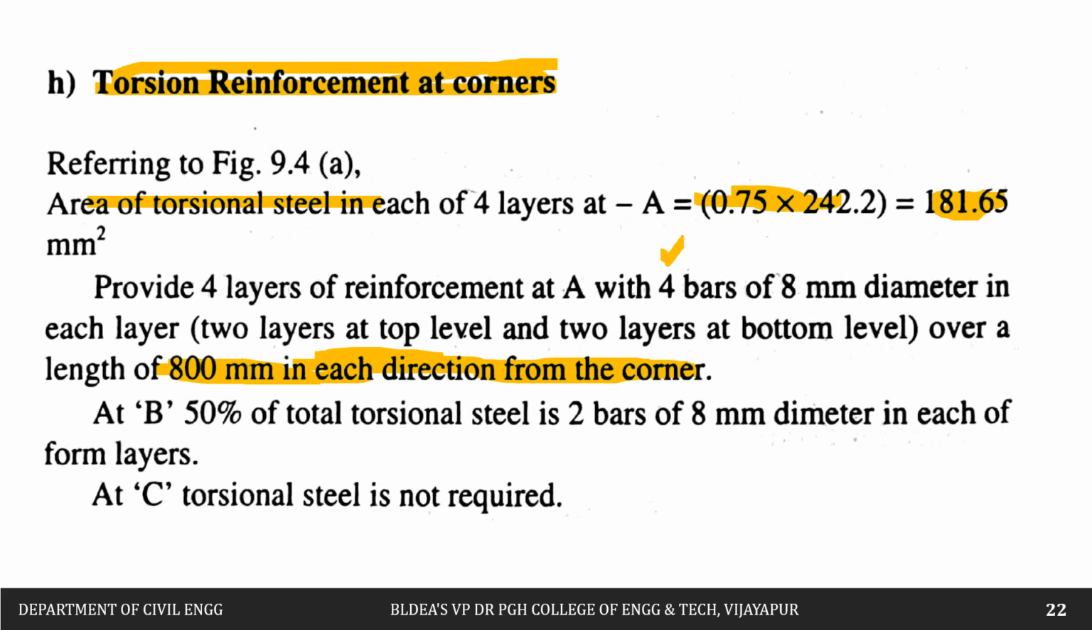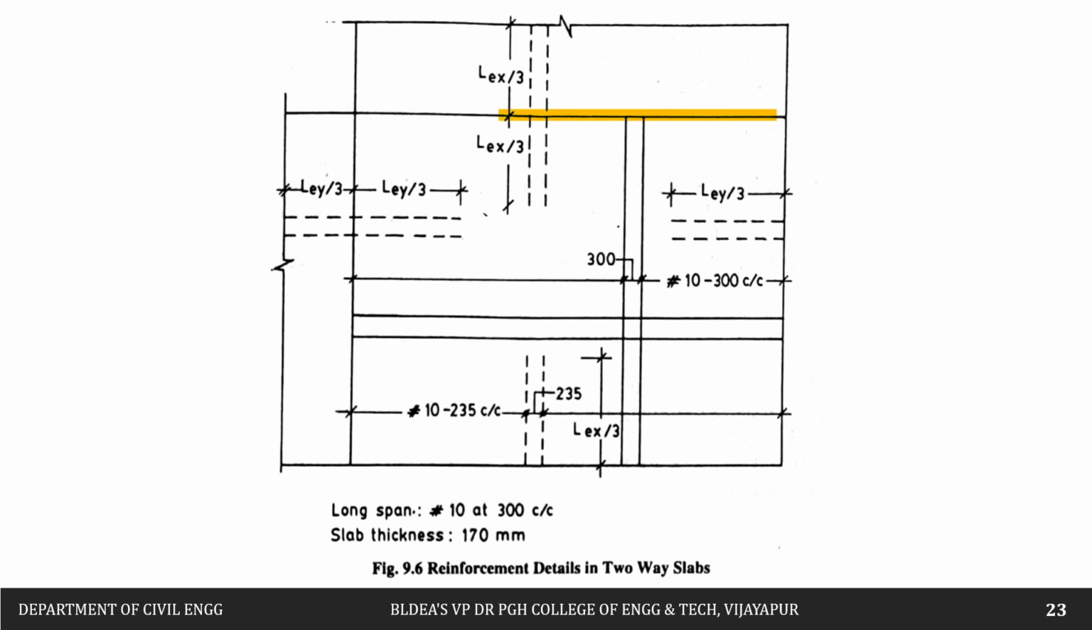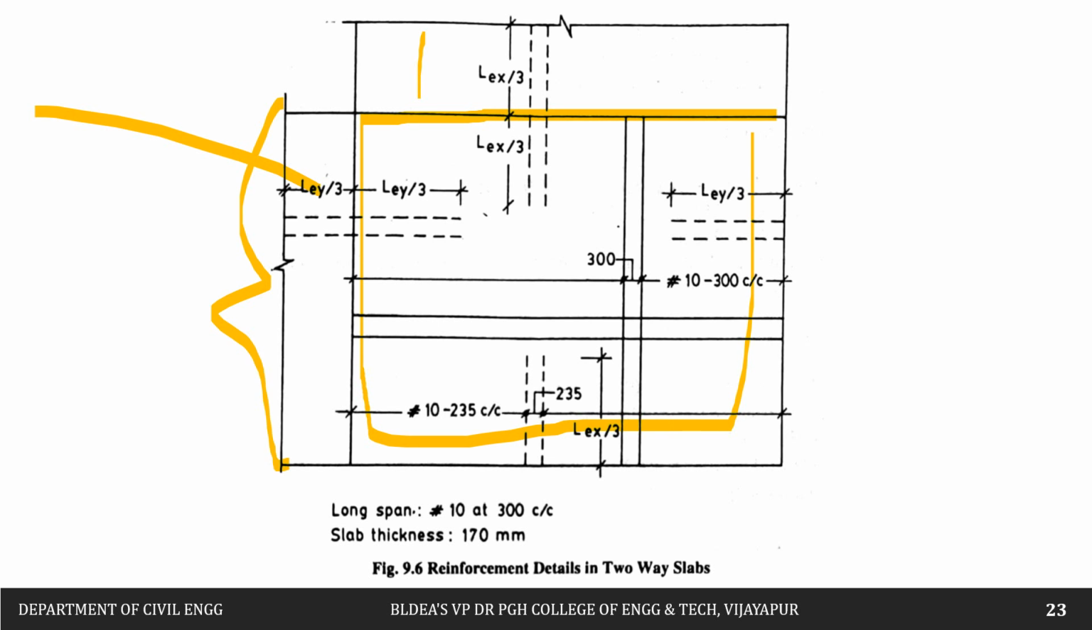So we are going to provide 4 layers of reinforcement at A with 4 bars of 8 mm dia. If you see, this is the slab, we have 2 adjacent edges, this is continuous and this is continuous. So you can see here they have shown the continuation mark, that means these two sides are continuous, and these two sides are discontinuous. So therefore here the reinforcement required will be full torsional reinforcement.